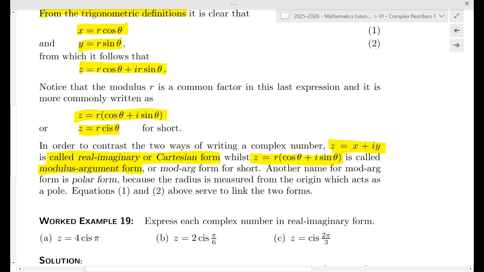Where's my calculator? Now, be aware, and you guys should be all right with this, we are in radians.